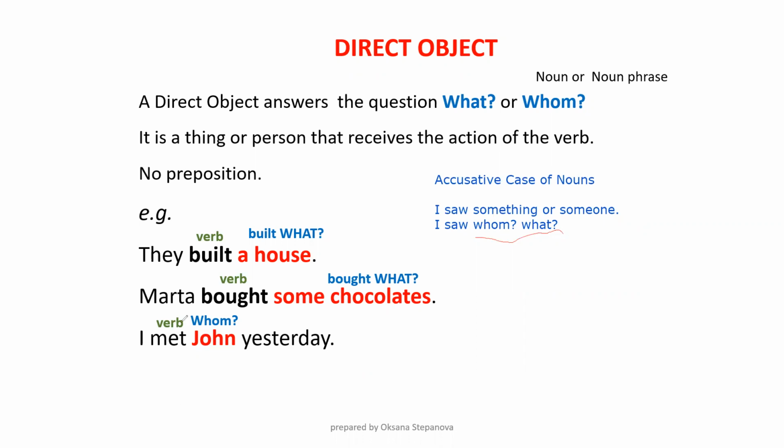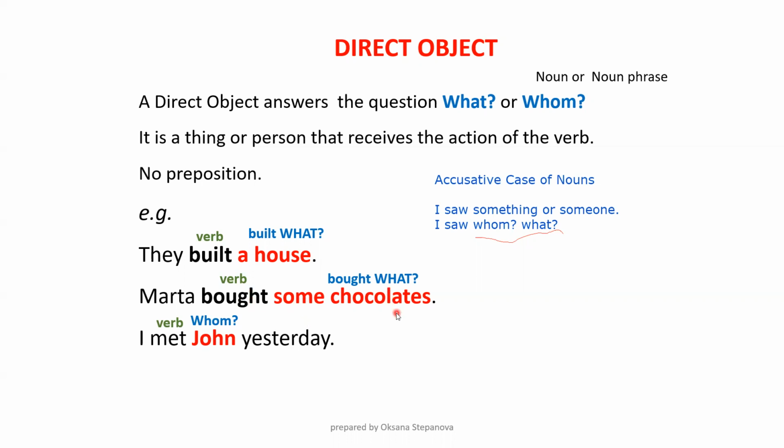All right. For example, let's look here again. Marta bought some chocolates. Marta bought. This is the verb, and we have an object after the verb, direct object. She bought what? No preposition, just a noun phrase. Marta bought some chocolates. She bought what? Direct action. So, direct recipient of the action.